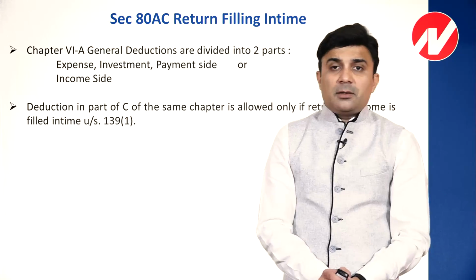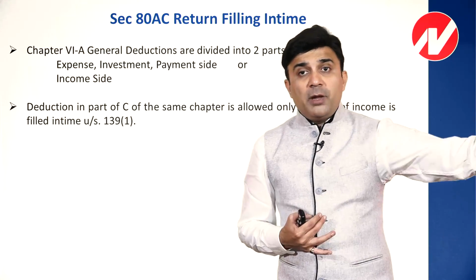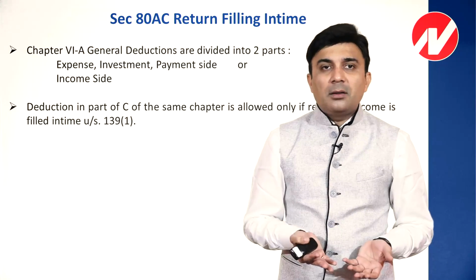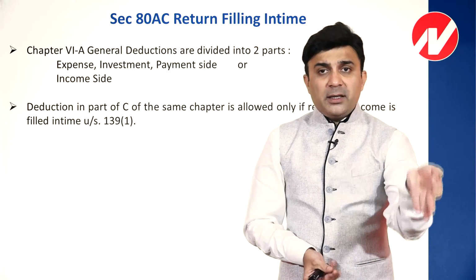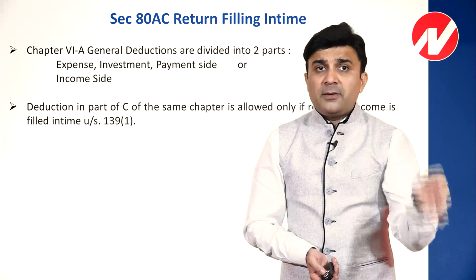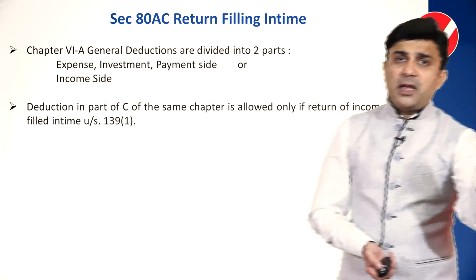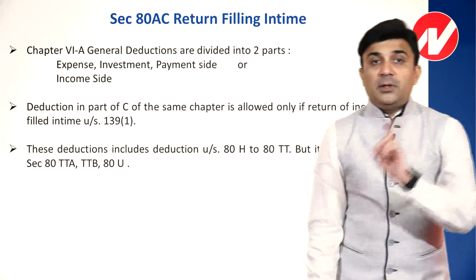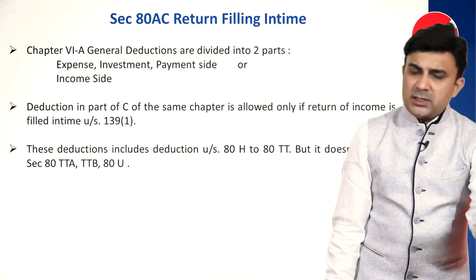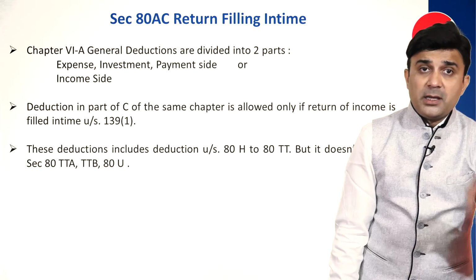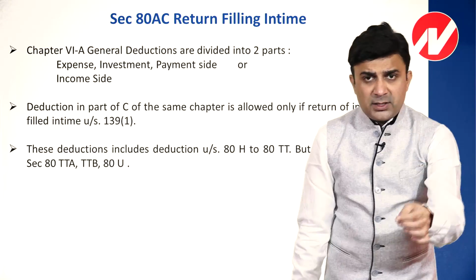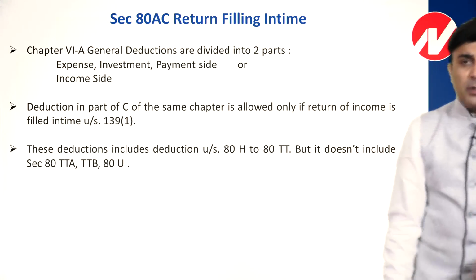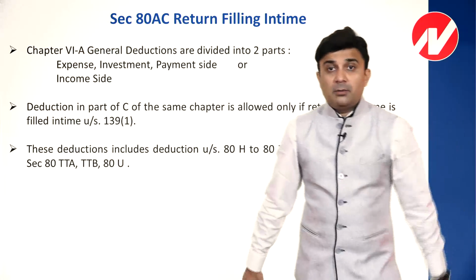Many people have started messaging, started WhatsApp, that if you want to claim LIC, PPF, a big blow, a hidden bomb, and what not. Yaar, read the provision. The Act is very clear. Deduction in part C of the same chapter, that is chapter 6A, is allowed only if the return of income is filed in time under section 139(1). This would cover deductions starting from 80H, abolished, to 80TT. That would cover 80H, 80J, 80JJA. It would cover the 80I series, IA, IB, IC, 80QQB, 80RRB, all covered. 80TTA tak covered hai.